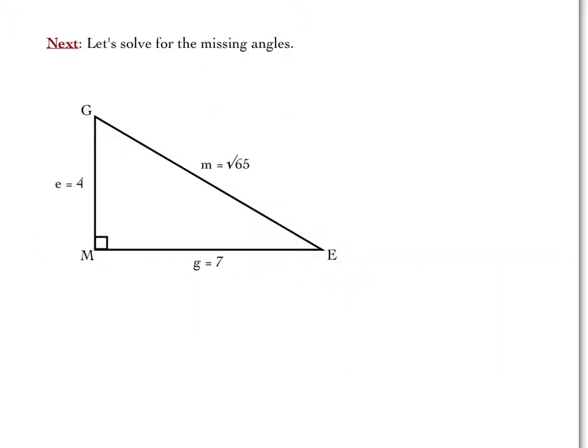Next, let's solve for the missing angles. I need to find angle G and angle E. And since I have a right triangle, I know I'm going to be using sine, cosine, or tangent. So I'm going to write my handy way of remembering these. SOHCAHTOA. Remember to spell it correctly if you're going to use this. Now I can make a choice. I can either solve for angle E or angle G first, and I'm going to solve for angle E.